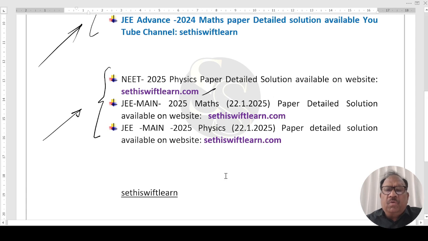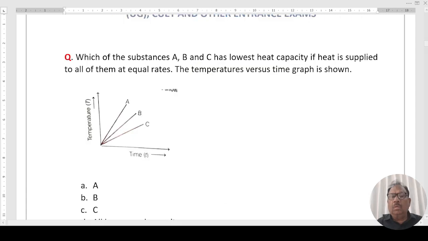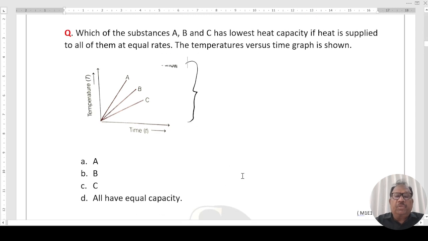Now let's start with the question. Question is, which of the substances A, B and C has the lowest heat capacity if heat is supplied to all of them at equal rates? Temperature versus time graph is shown here. 4 options are given to you, 1 of the options is correct.